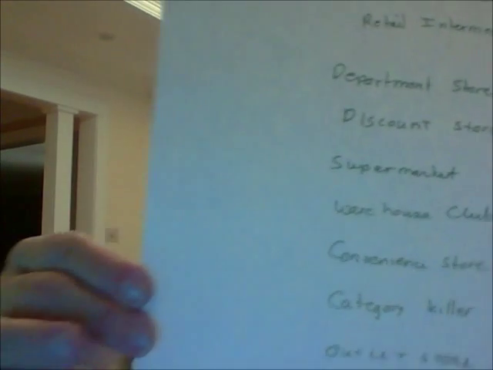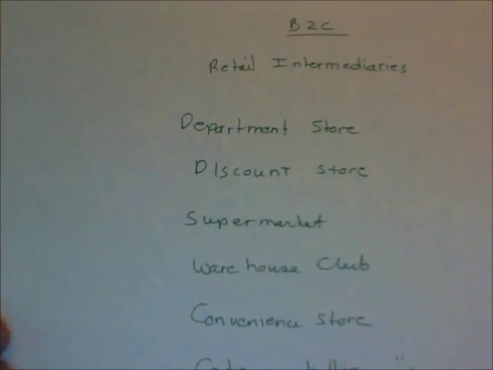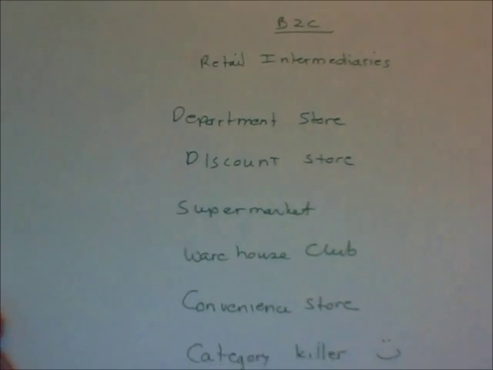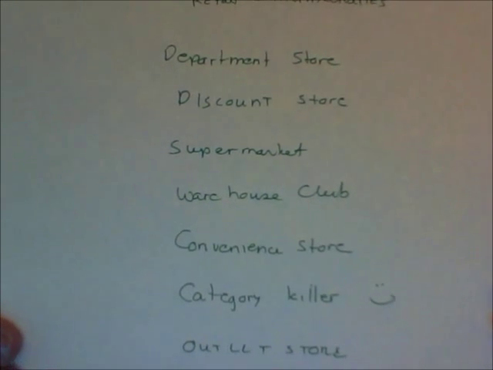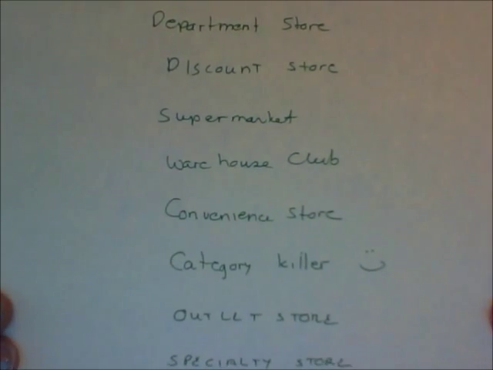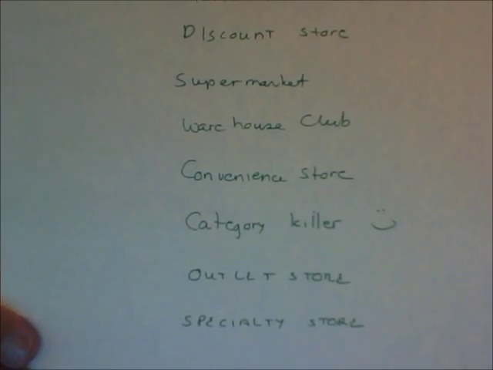Next, we're going to go through B2C, retail intermediaries, and these are pretty easy. I know you guys know what a department store is. That would be like Macy's. A discount store is like a Target store or Walmart. A supermarket, that's Tops or Wegmans. A warehouse club, you're thinking Sam's, Costco, BJ's. Convenience store, 7-Eleven or Wilson Farms.